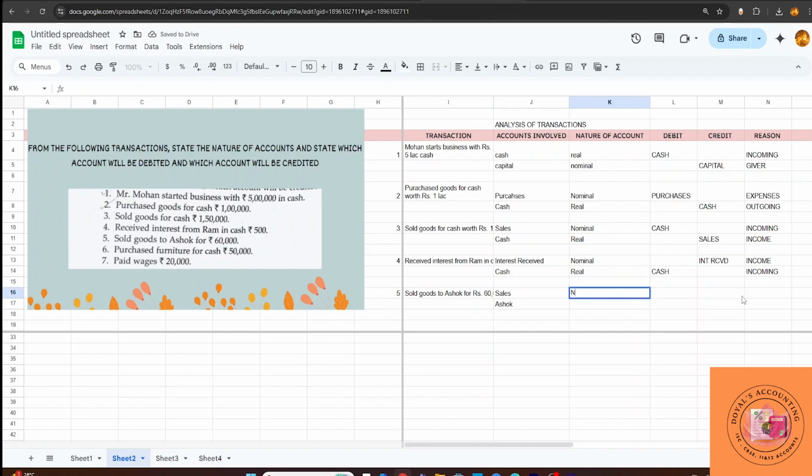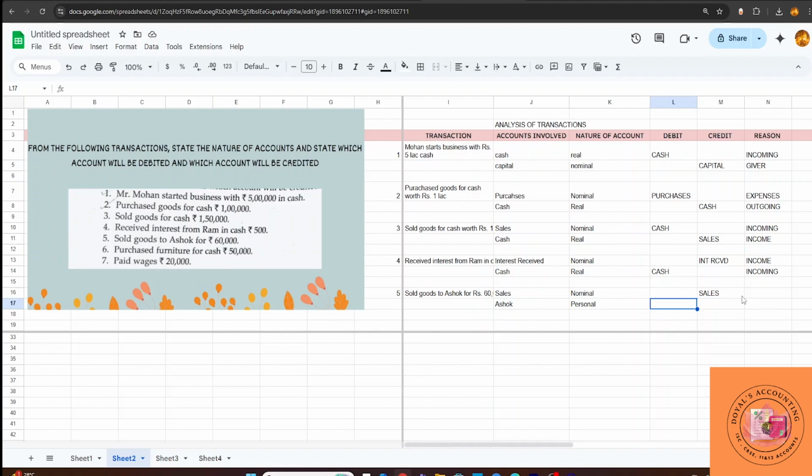So, sales is a nominal account, nominal in nature, and Ashok, since he is a real person, will be a personal account. So, how will we treat sales? Sales, it being a nominal account, we debit all expenses and losses, and we credit all incomes and gains. Sales is an income, it is revenue. Hence, it will be credited.